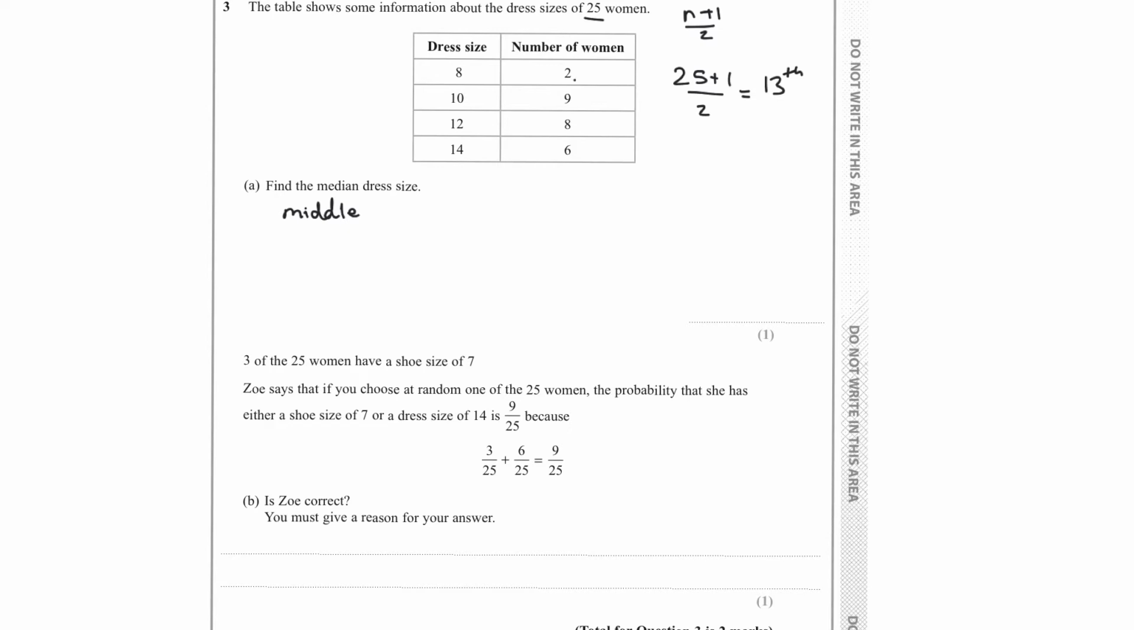So it wouldn't be there. So 2 plus 9 is 11. So we've got 11 in total. So the 13th number would be within dress size number 12.